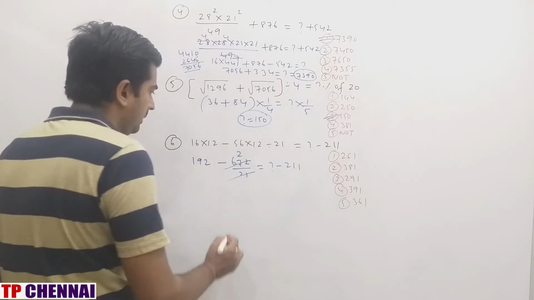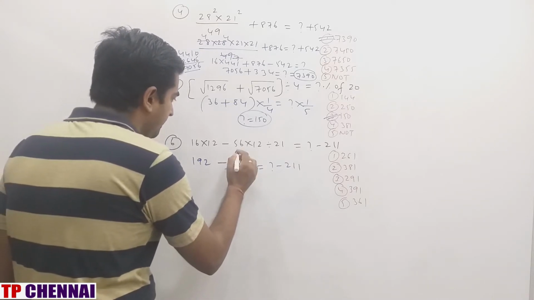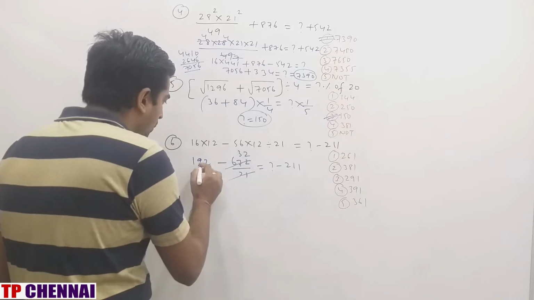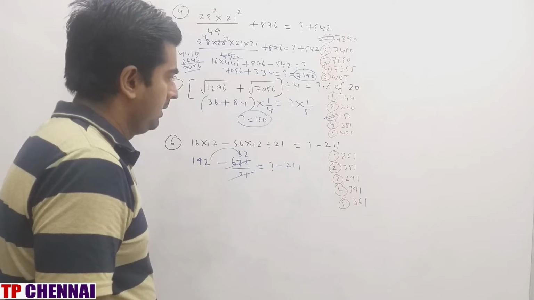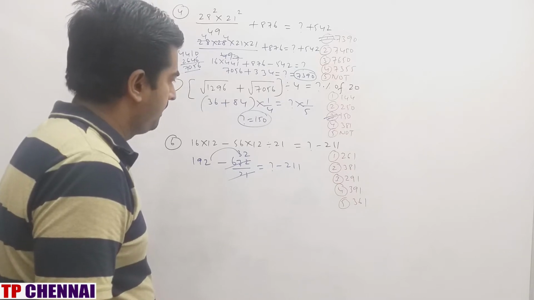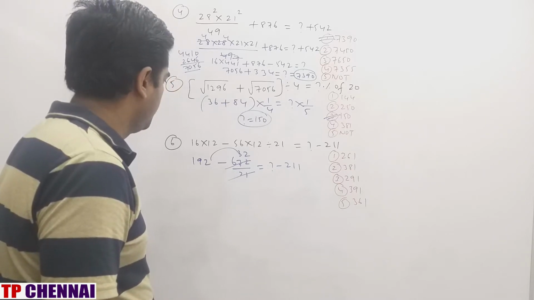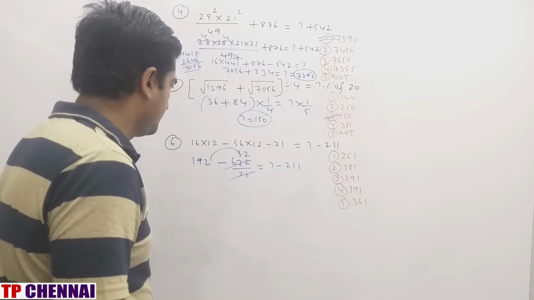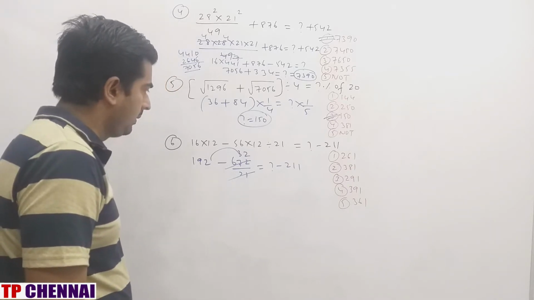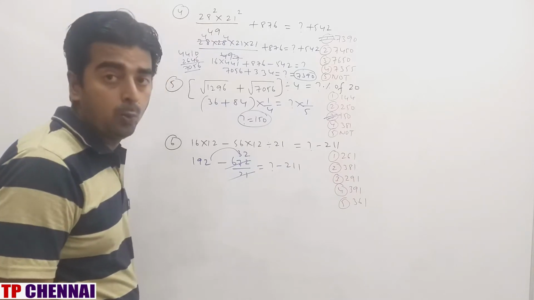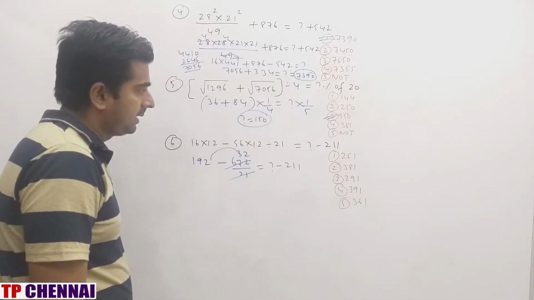21 3s are 63, 2s are, so 192 minus 32 is 160. 160 plus 211 is nothing but 371.